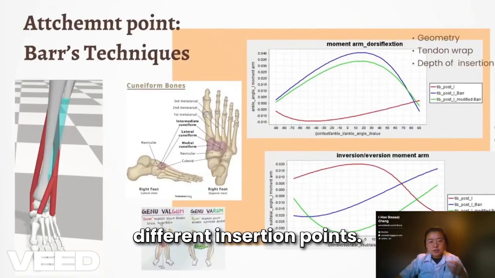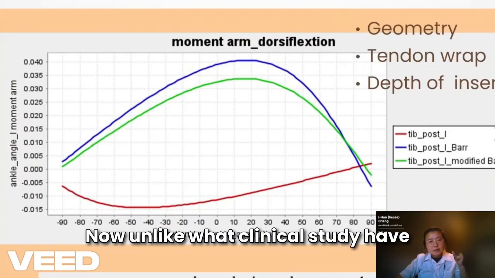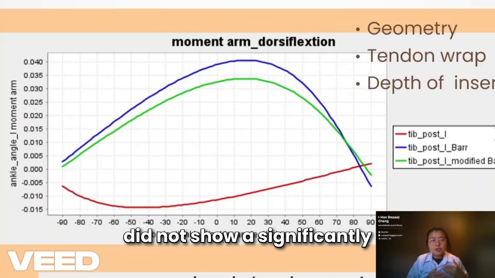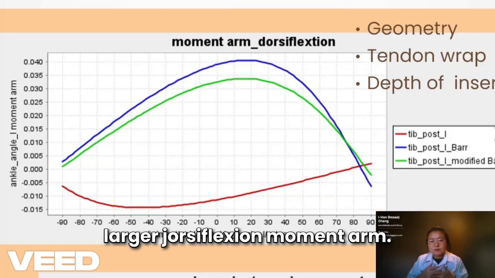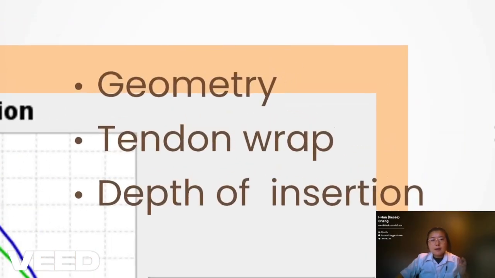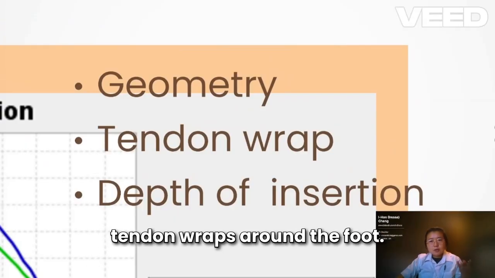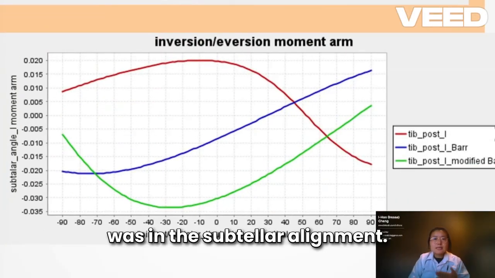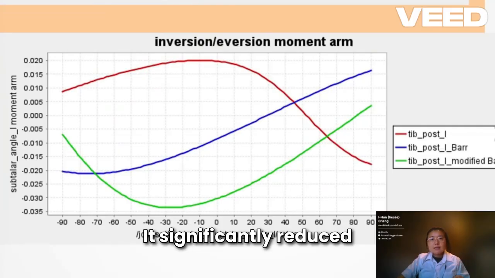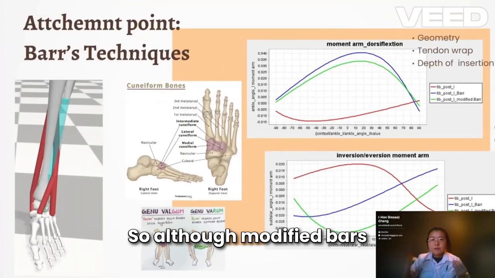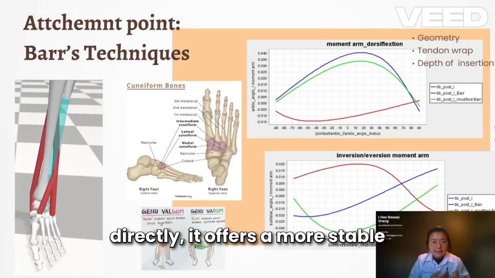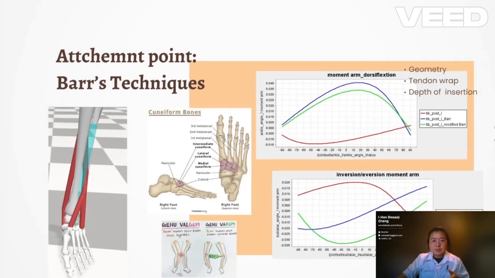Lastly, I investigated different insertion points. Now, unlike what clinical studies have reported, our biomechanical analysis did not show a significantly larger dorsiflexion moment arm. This might be due to limitations like simplified geometry or the way the tendon wraps around the foot. However, where the modified technique really stood out was in the subtalar alignment. It significantly reduced the inversion bias. So although the modified technique may not boost dorsiflexion directly, it offers a more stable, balanced foot position.